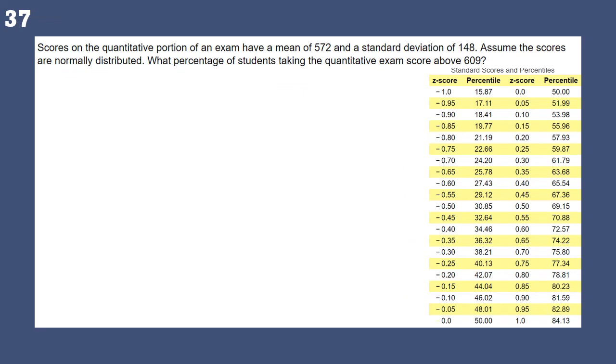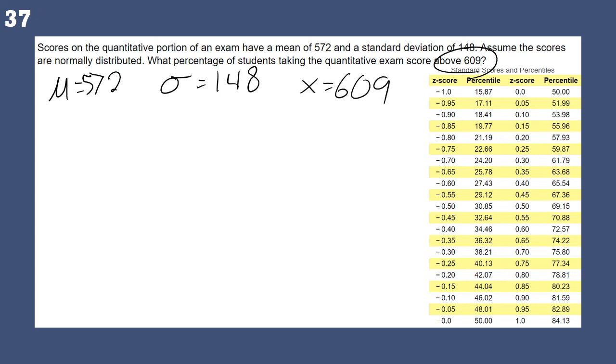Scores on this quantitative portion of an exam have a mean of 572 and a standard deviation. So they give me a couple things. They say that the mean is 572 and a standard deviation of 148. And it says what percentage of students taking the exam scored above 690. So what we're going to do is we're going to take our x is going to be the 690. That's what we're looking at here.